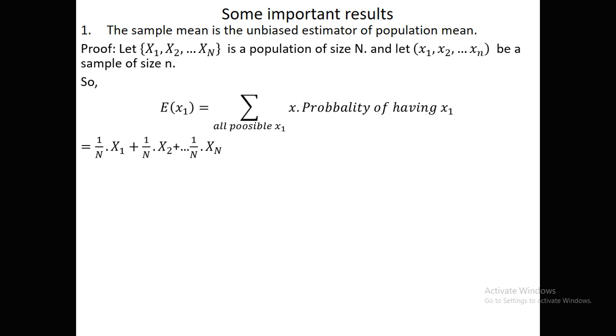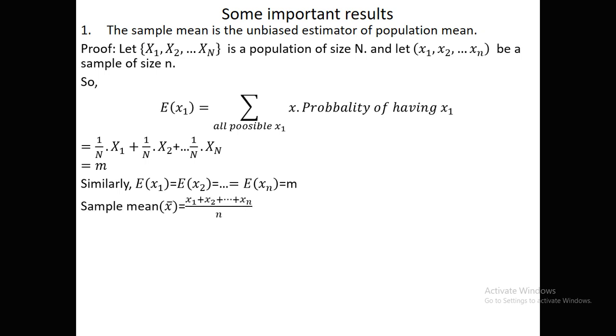That means it is nothing but capital X1 into 1 by n, and you know that the probability of having each unit from the population is actually 1 by n. All are equally probable. So after all the calculation we will have small m, that is population mean. Similarly, we will have E of x1, E of x2 and E of xn, all equal to small m.